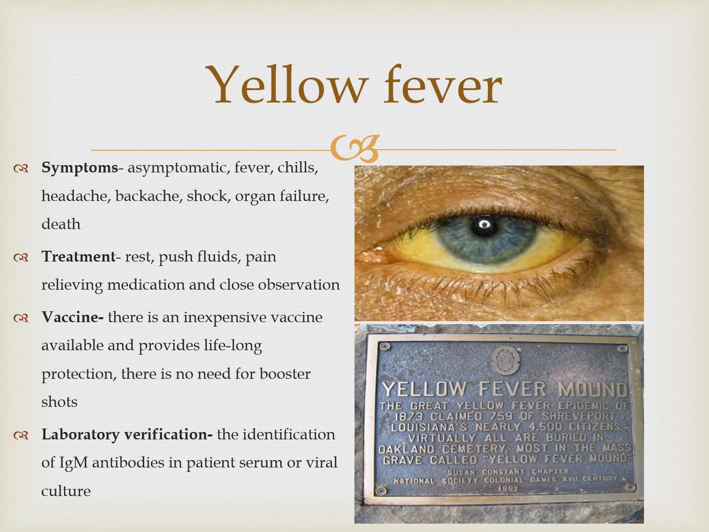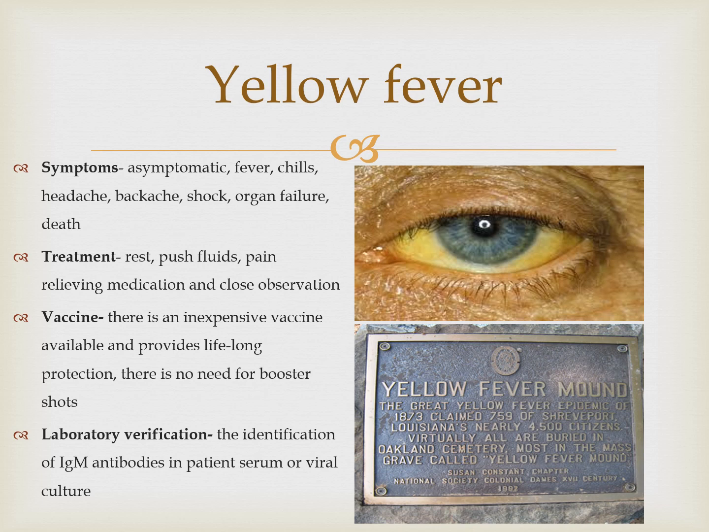Some of the symptoms of yellow fever would be, first of all, you could be asymptomatic, but you may also have fever, chills, headache, backache, shock, organ failure, and death. You could be very severely jaundiced, as you can see in that eyeball on the upper right. The symptoms typically improve around 5 days, and 15% of people relapse and get liver disease and jaundice because of this illness. They treat yellow fever with rest, pushing fluids, giving them pain-relieving medication, and close observation.